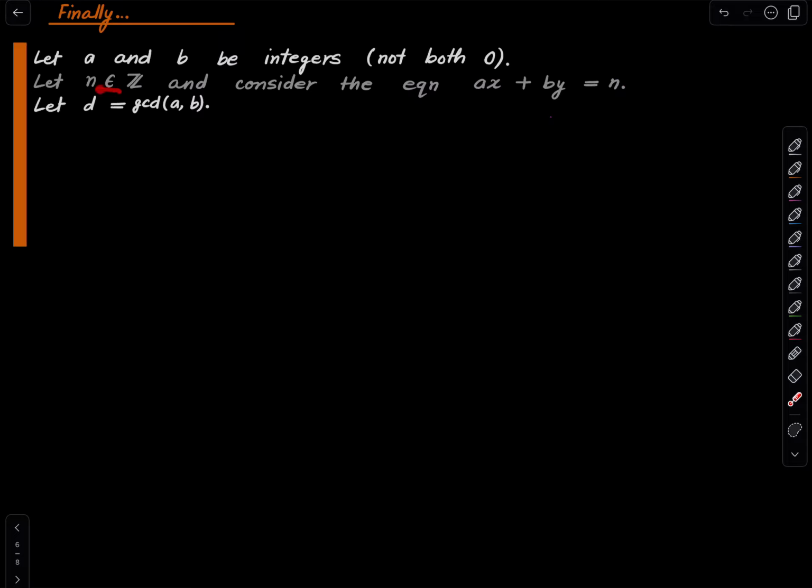So, to answer the existence question, let's say D is the GCD of a and b. We claim that the equation has a solution if and only if D divides n. Note that it is necessary for D to divide n if there were to be a solution. If there are integers x and y satisfying this equation, then D divides the left-hand side, because D divides a and b, so it has to divide n. So if there is a solution to this equation, D must divide n, and we will look at the converse.